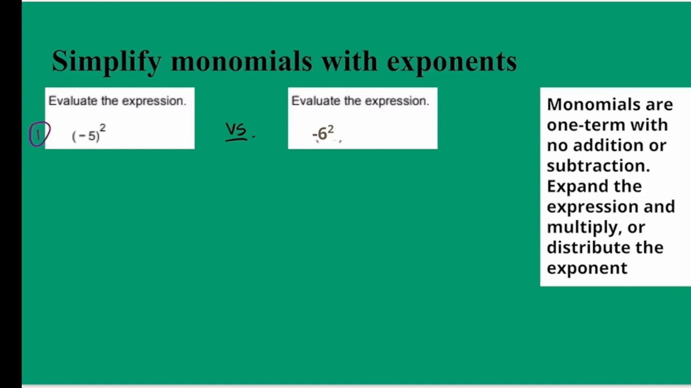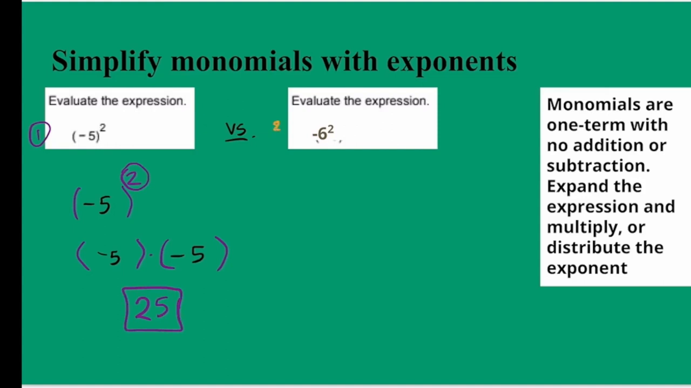So for number 1, that exponent 2 is directly on top of parentheses. So what that means is that you're going to take those parentheses and you're going to multiply them 2 times. If -5 is inside those parentheses, then you would do -5 times -5, which is positive 25, and that would be your answer.